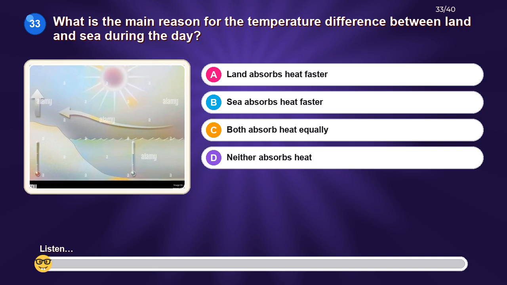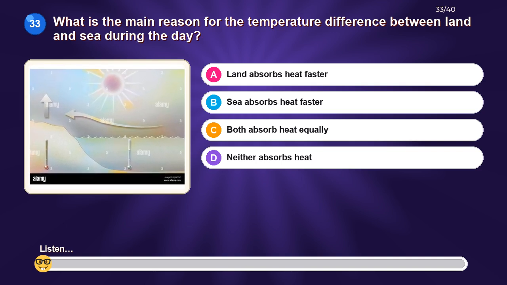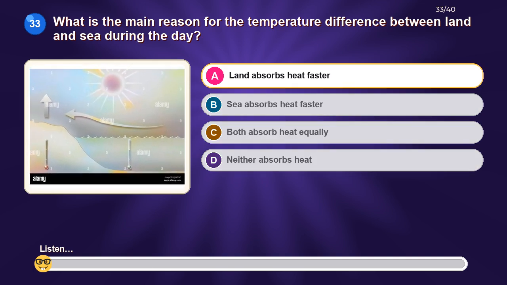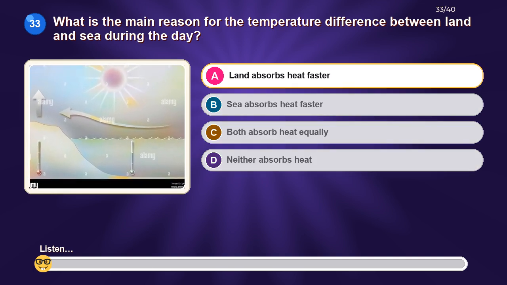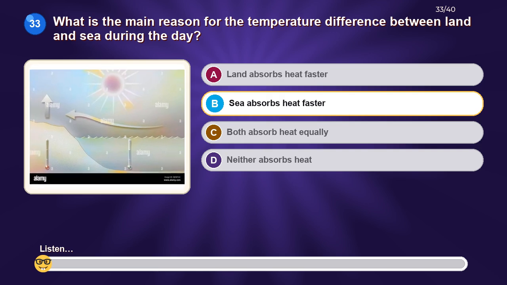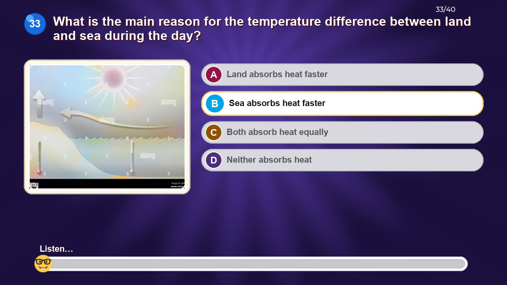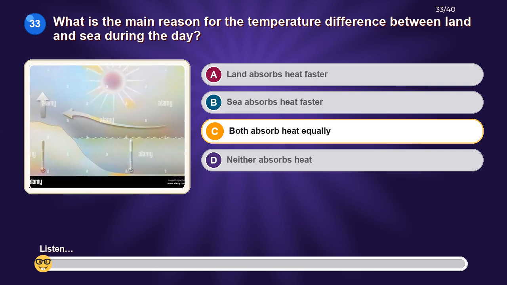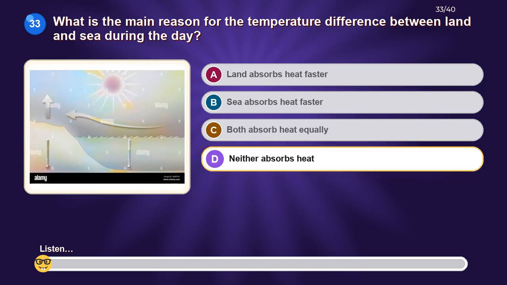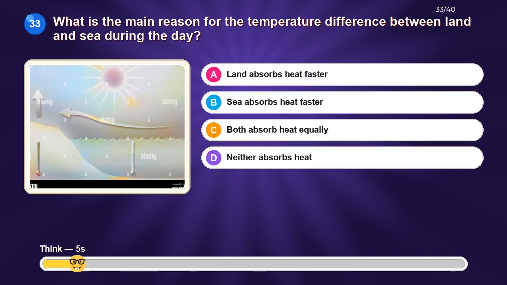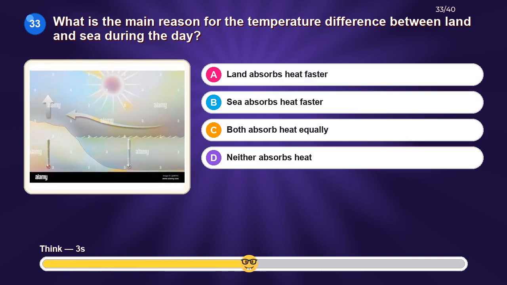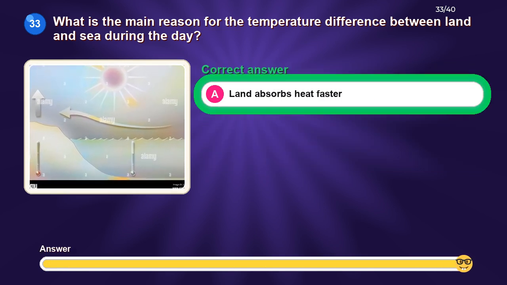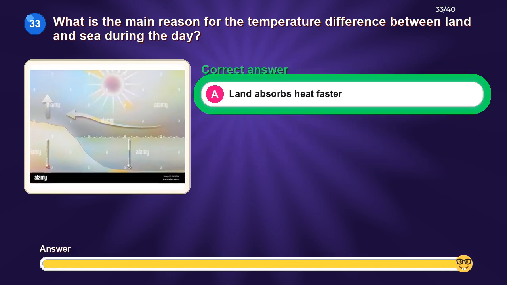What is the main reason for the temperature difference between land and sea during the day? Option A, land absorbs heat faster. Option B, sea absorbs heat faster. Option C, both absorb heat equally. Option D, neither absorbs heat. The correct answer is, land absorbs heat faster.